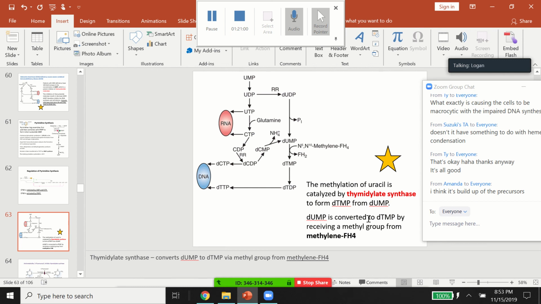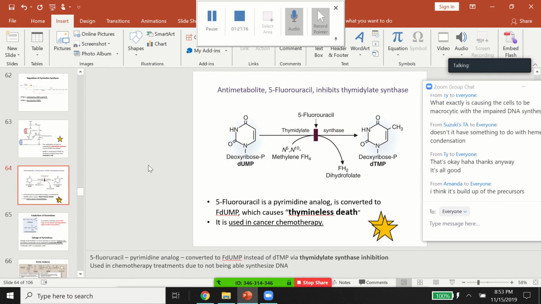Very, very important enzyme. dUMP is converted to dTMP by receiving a methyl group from methylene FH4. I would also keep methylene FH4 in your mind as well. She does like to talk a little bit about these different FH molecules. Anyway, this is also important as well. So that's super high yield here.